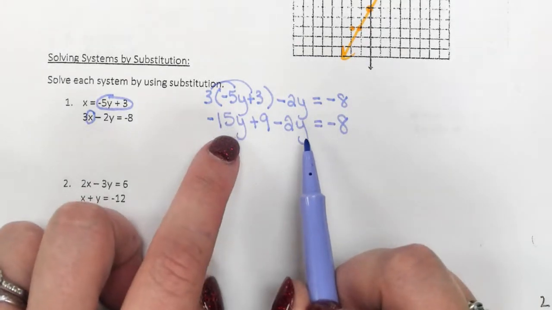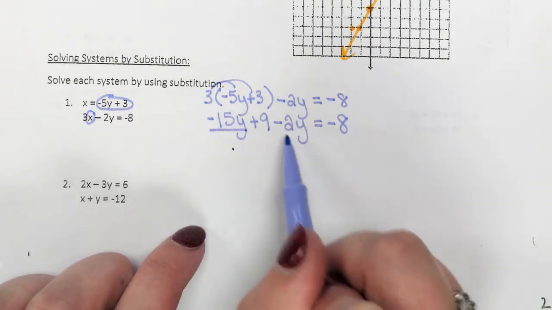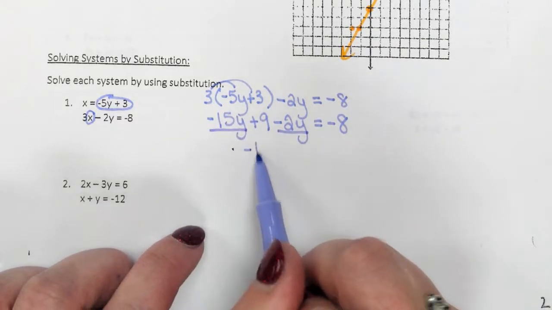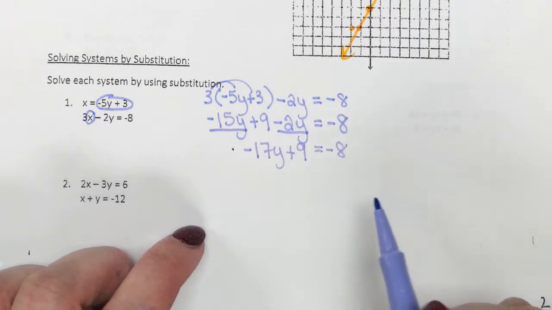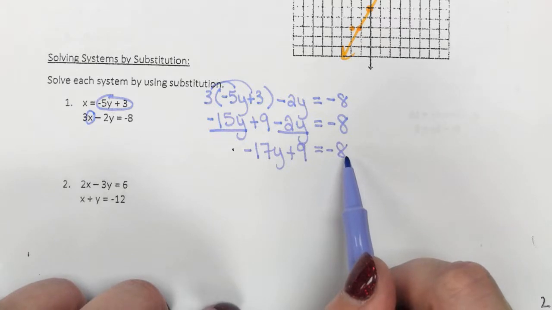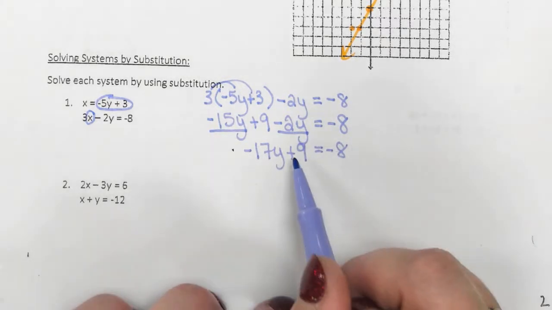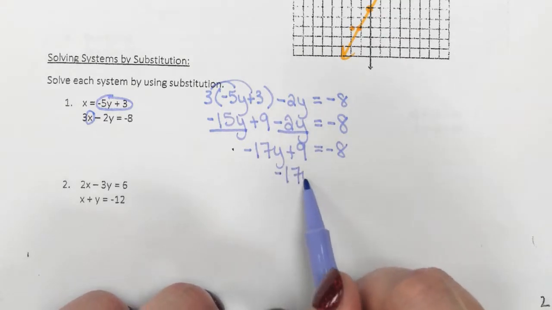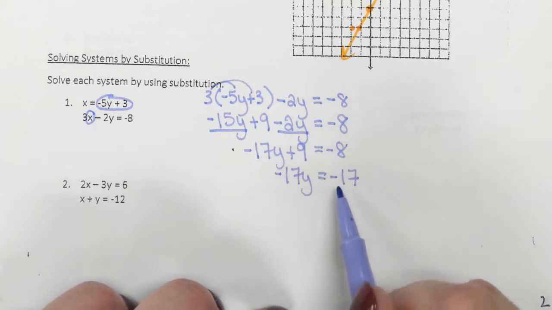Okay. All right, where are we at? Look, the whole reason we did that is because now we can figure out what y is. So we can say -15 minus 2 is negative. And then we're going to subtract the 9. That's why you just added the 9. So subtract the 9, and that would be -17. Divide, and y equals 1, right?